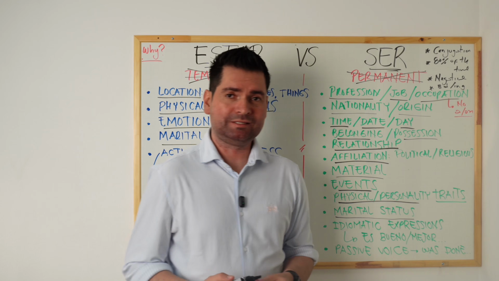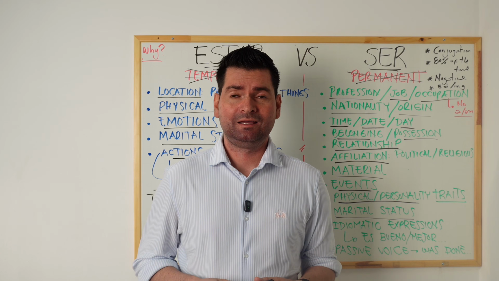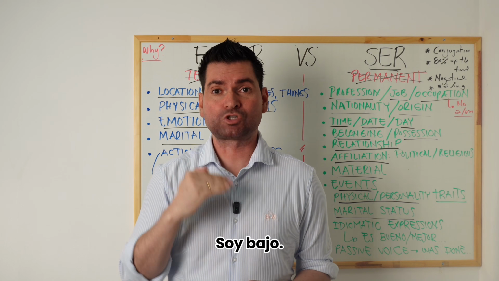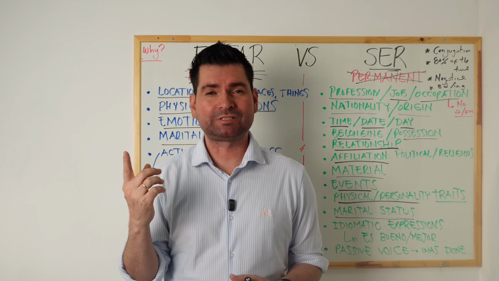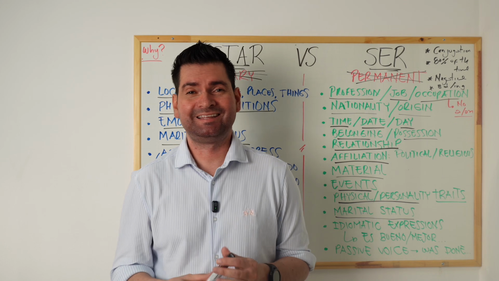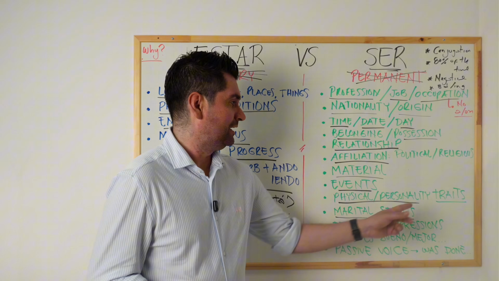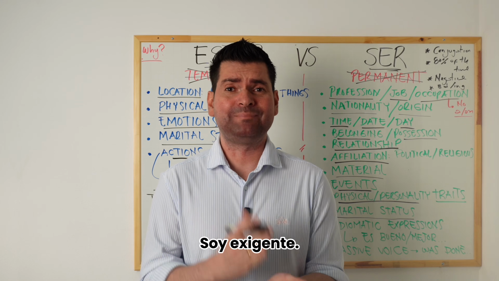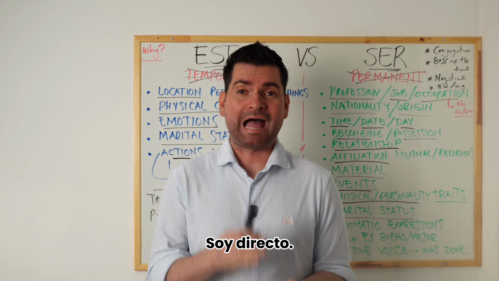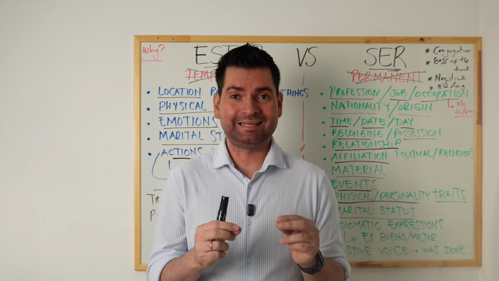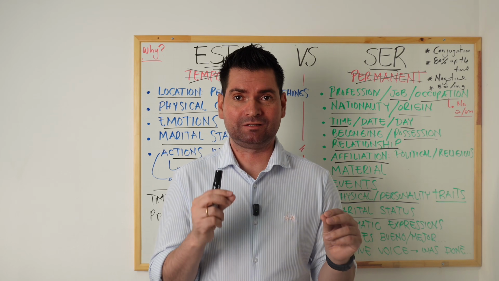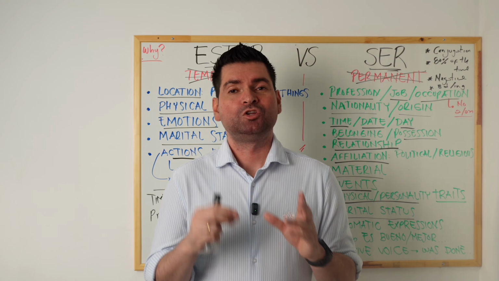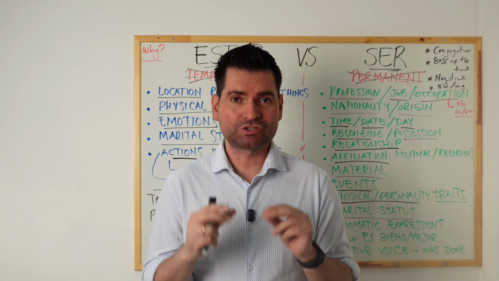Physical or personality traits. For example, I can say, soy alto, I am tall. Or soy bajo, I am short. In Mexico, people say, soy chaparrito, I am short. Then, you could also say, for personality traits, soy exigente, I am demanding. Soy directo, I am straightforward. So, characteristics, personality or physical characteristics or traits. Again, study very common vocabulary. Don't waste your time learning useless vocabulary.